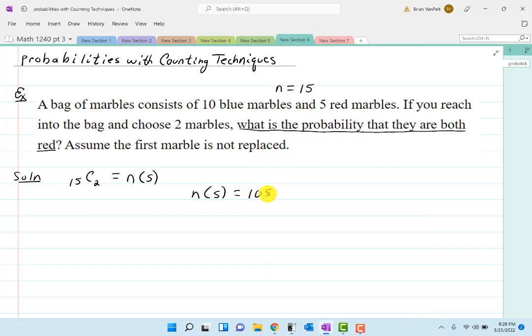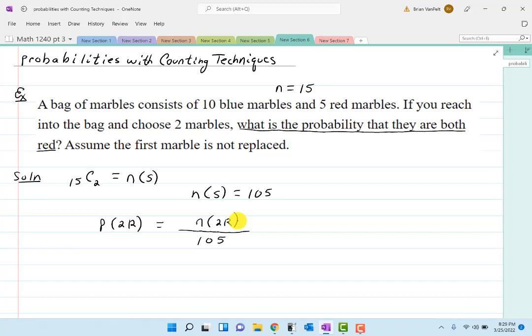Now I need the size of the event. So the event will be 2 red marbles is what we want. What's the probability of 2 red marbles? So what you're going to have is you're going to divide by 105. And now we need the size. I need to know the size of 2 red marbles. So how do we get that?